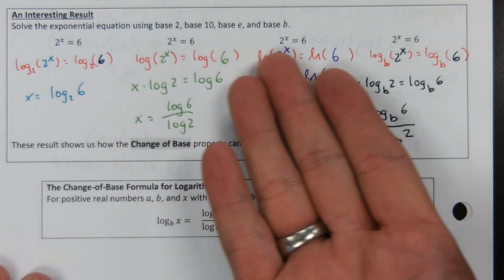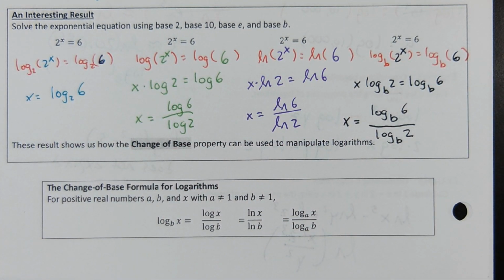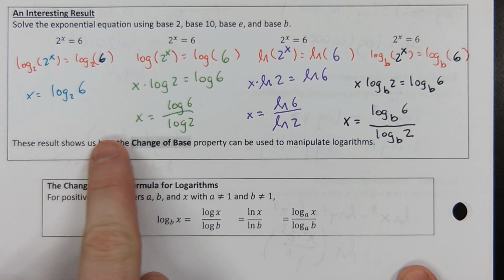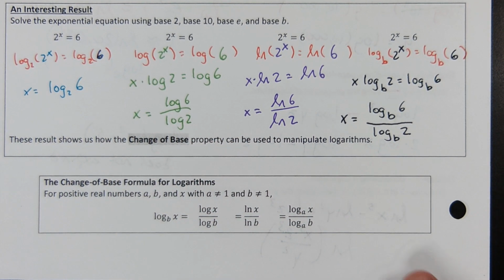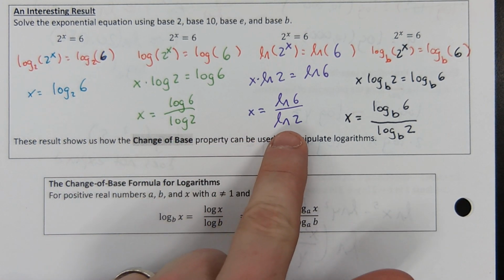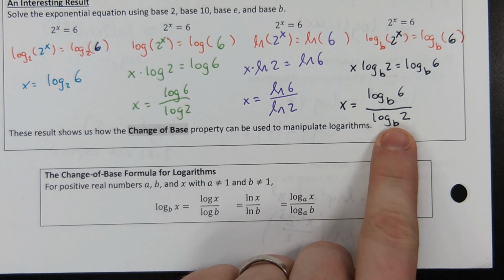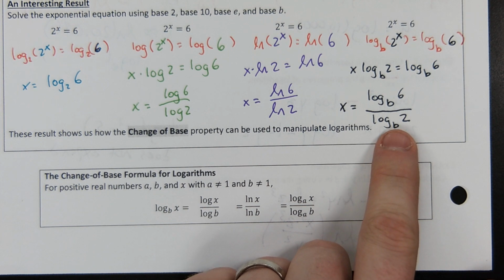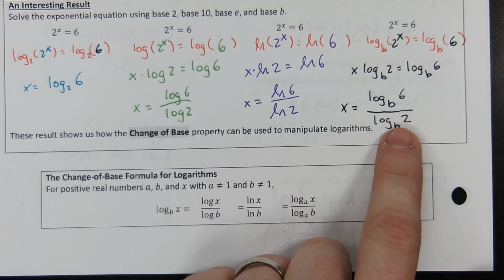This equation has been solved 4 different ways. What does that tell you about those 4 answers? They're the same. All 4 of these answers are the same thing. They're just different formats. Here's base 2, here's base 10, here's base e. Pick a base, it doesn't matter, as long as you haven't broken the rules of the base.